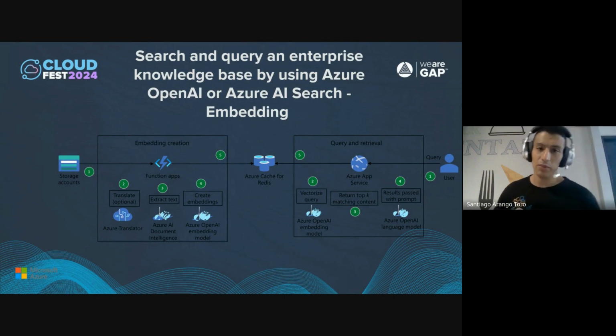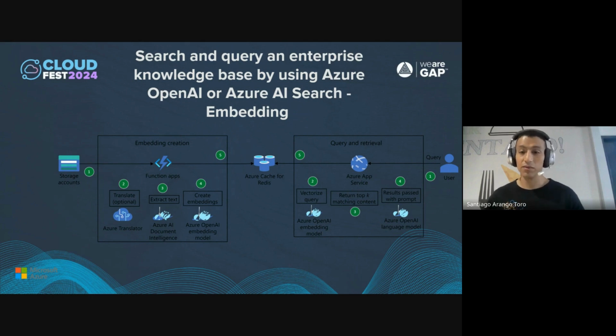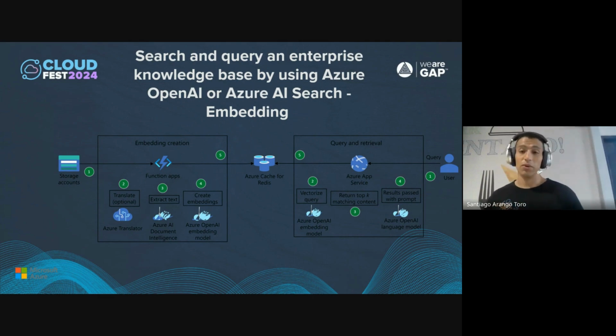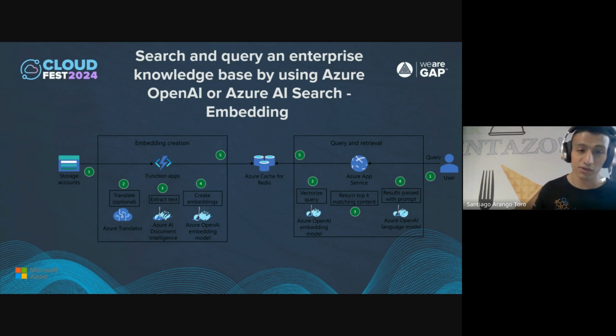Another good example will be search and query in an enterprise knowledge base by using the Azure OpenAI or Azure AI Search embedding. This is a pretty good example because you will have options in order to fix your problem. Let's suppose that you want to use OpenAI, or maybe you don't have access to OpenAI, you can choose to use Azure AI services. So as you can see, Azure has a variety of services that offer pretty similar solutions with different types of integrations. Let's take a quick example of this one.